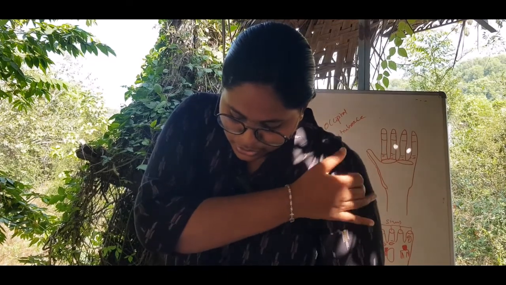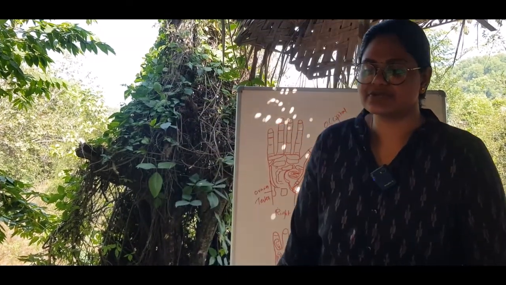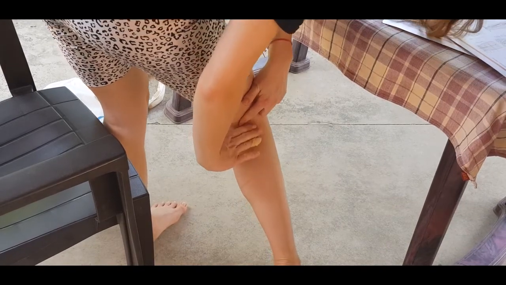UB55 is 2 tune below the, now comes to the leg. Now it is coming to the leg. 2 tune below UB40, the fossa. From here you have to take 2 tune.